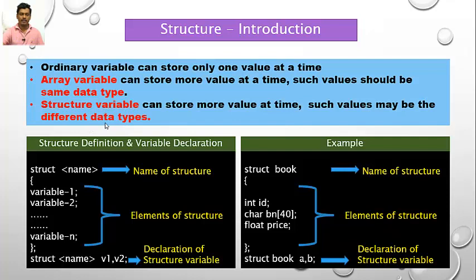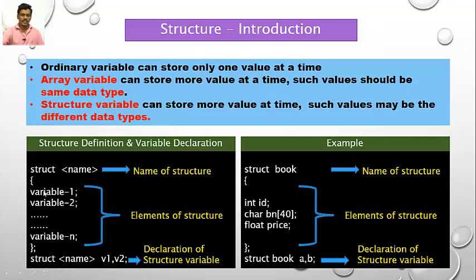So an ordinary variable can store only one value at a time. An array variable can store more values at a time, but such values should be the same data type. A structure variable can store more values at a time, and such values may be different data types. A structure variable may consist of different data types. In a single variable, we can store more values.